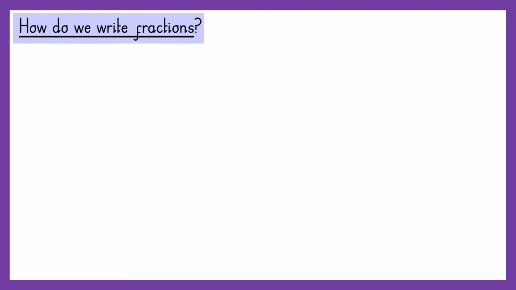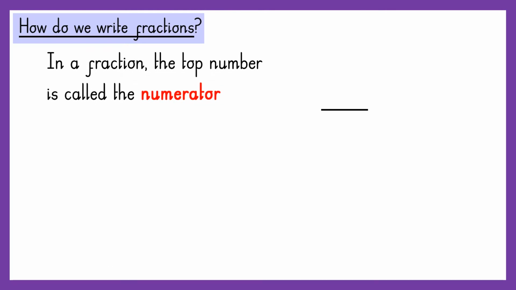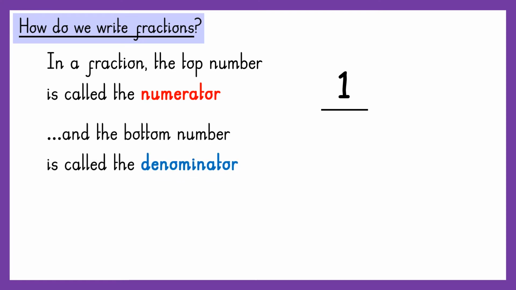How do we write fractions? In a fraction, the top number is called the numerator. Here, the numerator is 1. And the bottom number is called the denominator. Here, the denominator is 4.